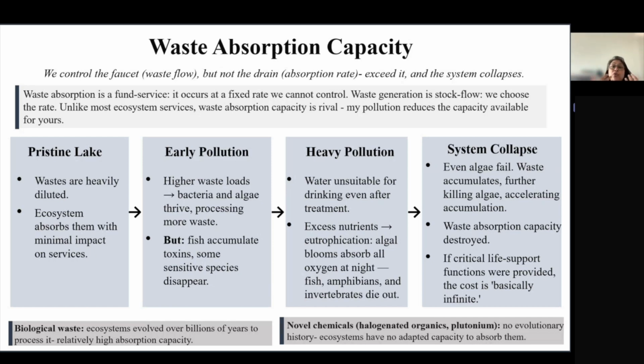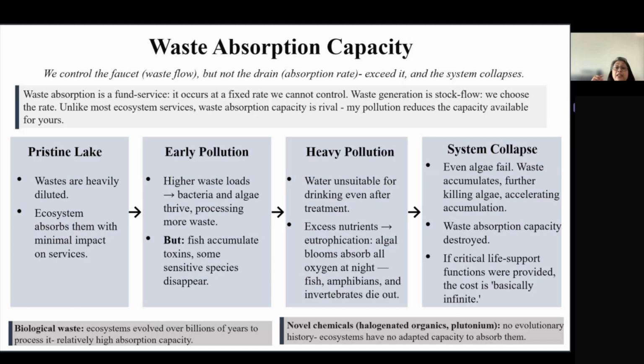So initially there was a capacity. Eventually, the pollution causes so much bacteria and algae to thrive in the river system that many of the sensitive species start disappearing. With heavy pollution, the water also becomes unsuitable for drinking even after treatment. Excess nutrients cause eutrophication, algal blooms proliferate on the surface, and when they respire at night, they absorb all the oxygen in the water. Because they absorb all the oxygen, fish and others cannot survive, and they die out.